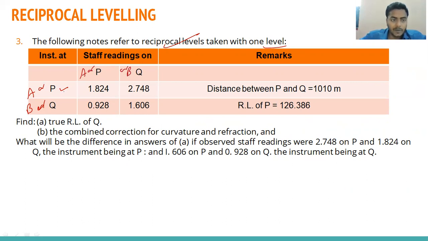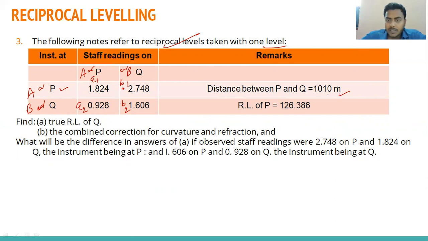When the instrument is kept at A, we have the reading taken at A, that is A1, and B1. Now with the instrument at B, this reading will be A2 and this B2. The distance between P and Q is given.